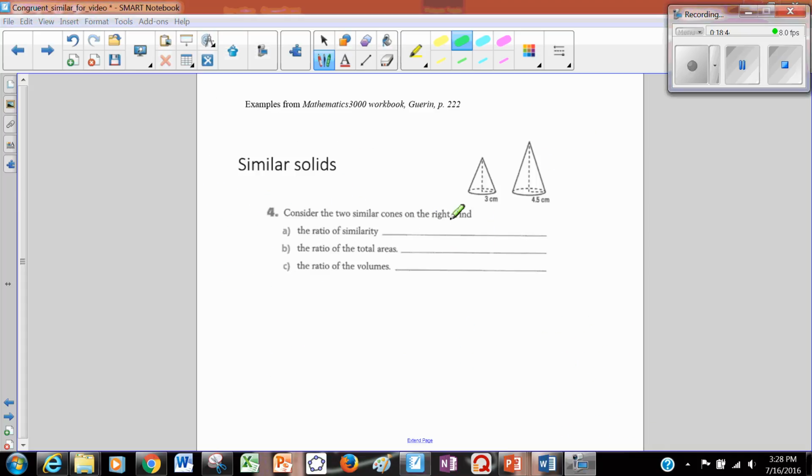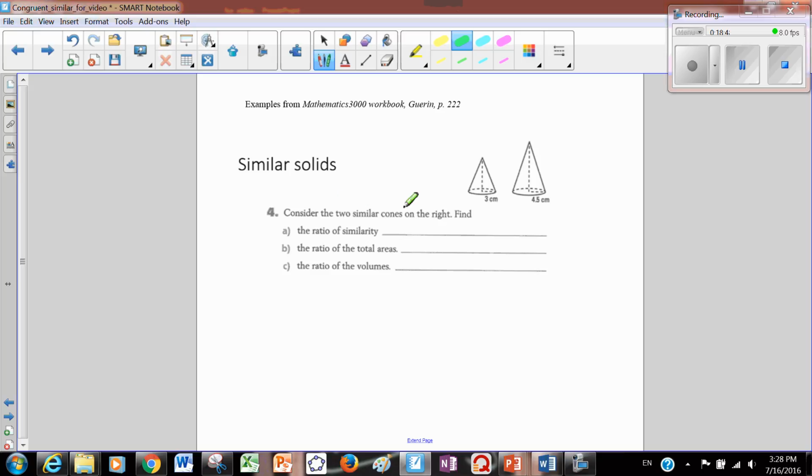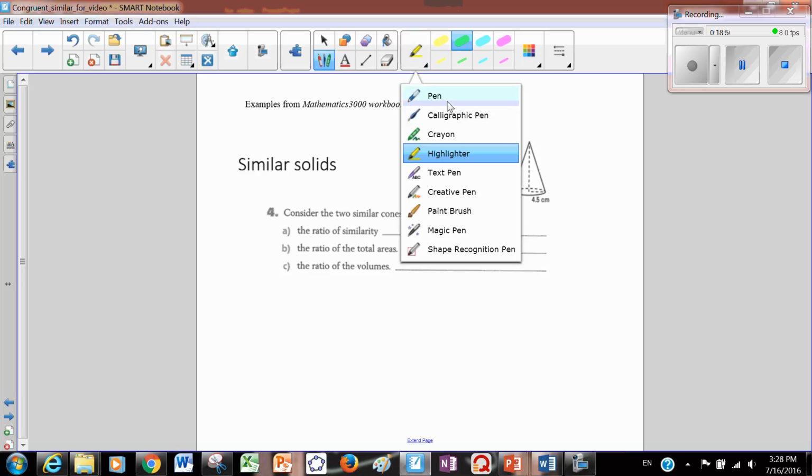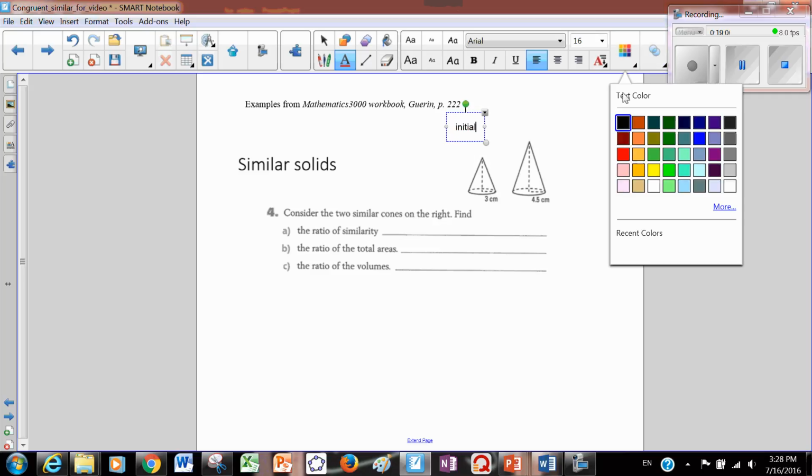If we're practicing again with ratios, consider the two similar cones on the right. Find the ratio of similarity, the ratio of area, and the ratio of volume. So first, I'm going to decide that this here is my initial figure.